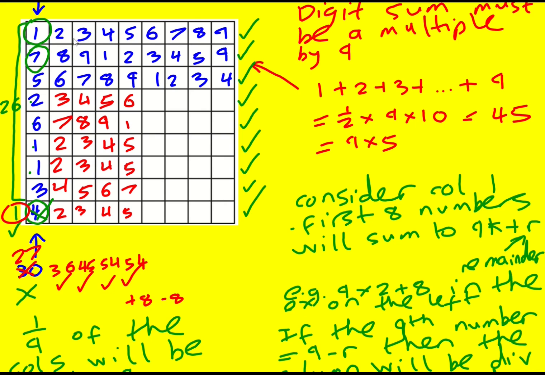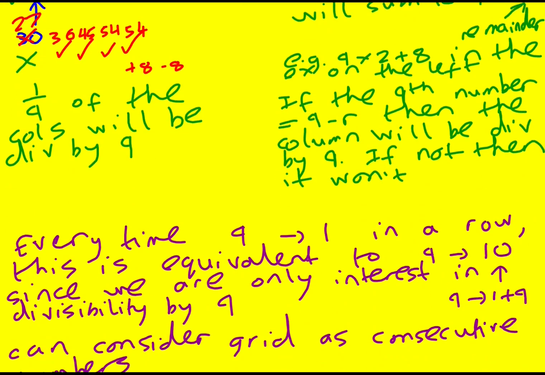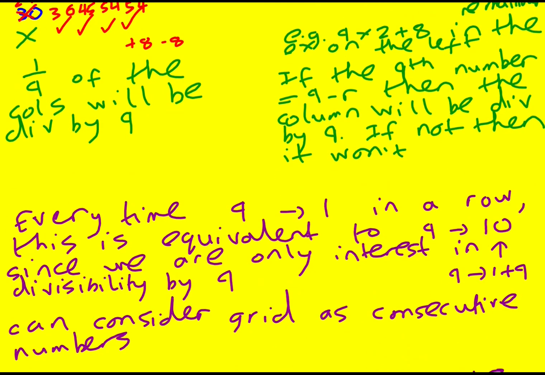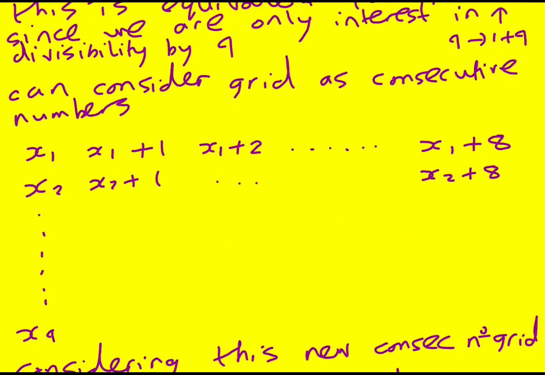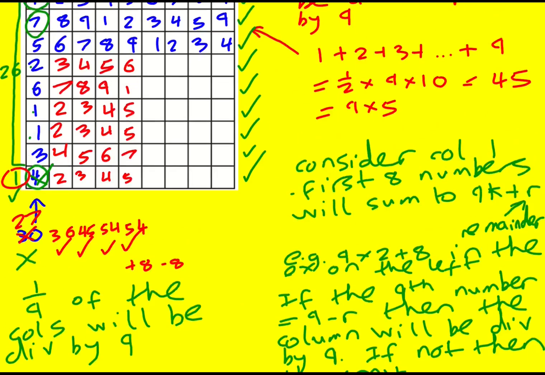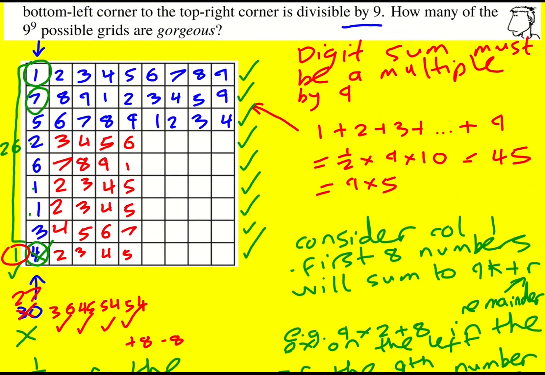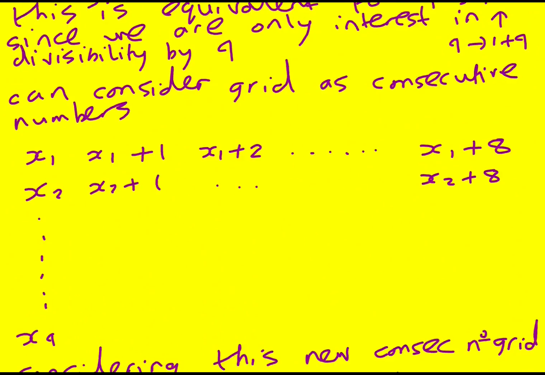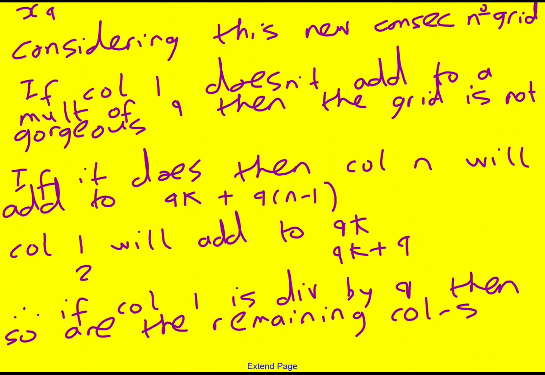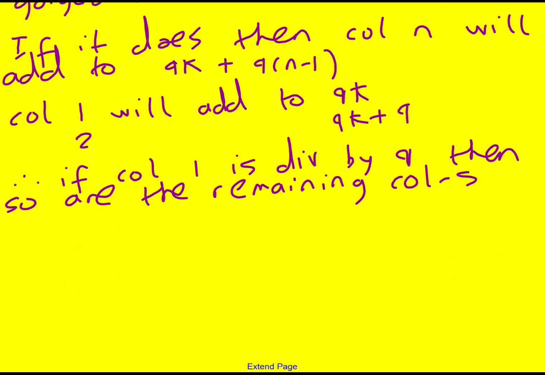So 1/9 of the first column are going to be satisfying the condition. And then it turns out that if you look at the next column along, everything's just going up by 1, essentially. And we can just say that it's going up by 1 because 9 going to 1 is equivalent to 9 going to 10. That's what I'm trying to get across with this statement here. So if column 1 is divisible by 9, so are the rest of them. That is the key thing that I'm saying here. So at this point, I only need to consider the diagonals.